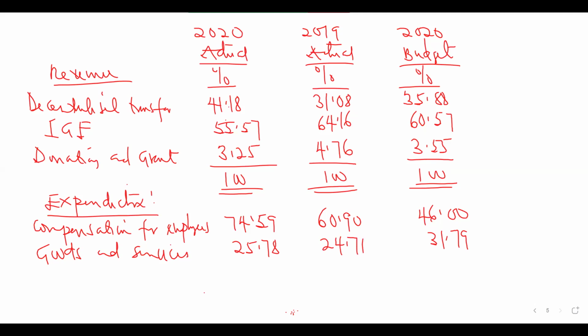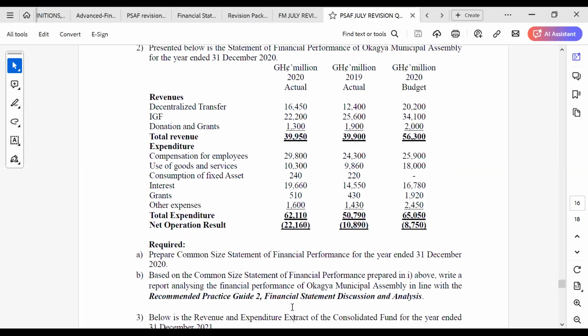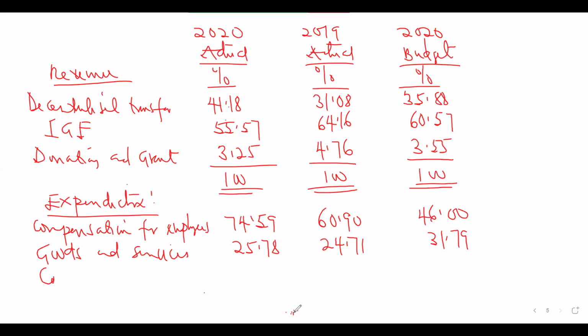The next item is what? Consumption of fixed assets. Okay, consumption of fixed assets. Budgeted is 29.80. Okay. 2020 actual is 0.60. Okay, 0.6. Let's see the question, please.